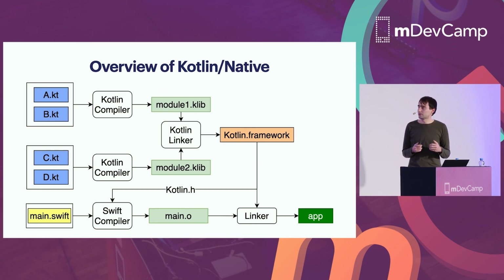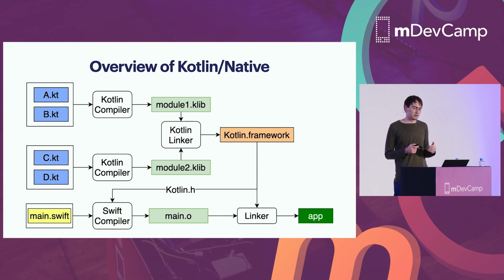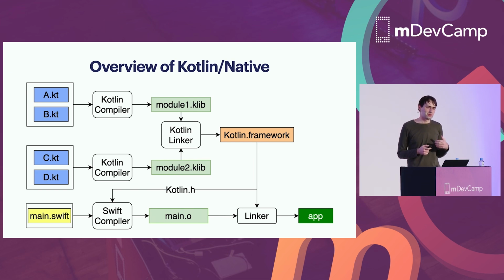In Kotlin Native, we first need to compile our Kotlin code. For that, we invoke the Kotlin compiler individually for each of our modules. The Kotlin compiler produces a file called klib. This file is like the jar file that we've seen before, except it doesn't contain the .class files. It contains a serialized form of the intermediate representation of the Kotlin language, which is used by the Kotlin compiler.